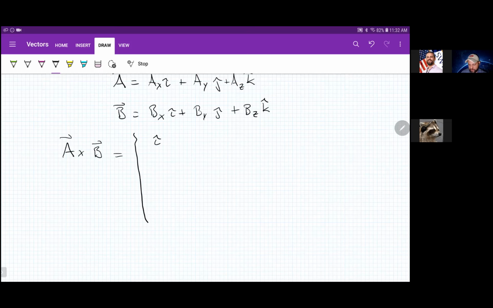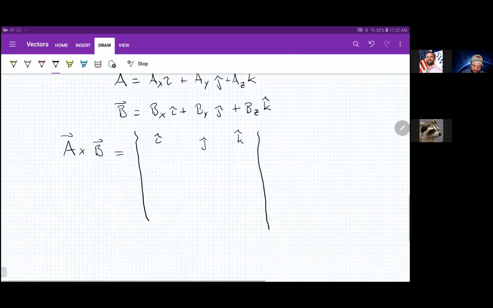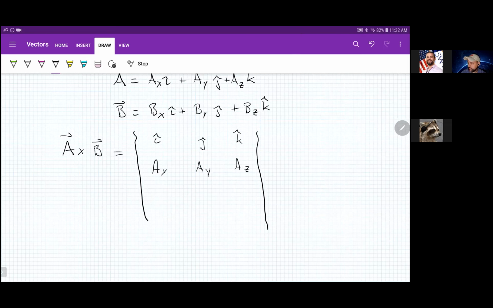so we draw this line. It's kind of a matrix. So we draw this line. And in the first row, we're going to put the i hat, j hat, and k hat. This is always the same. i hat, j hat, k hat. On the second row, we're going to put the magnitudes of our first vector. So that would be, in this case, Ax, Ay, and Az. And then in the third row, we're going to put the magnitudes for our second vector, which are going to be Bx, By, and Bz.